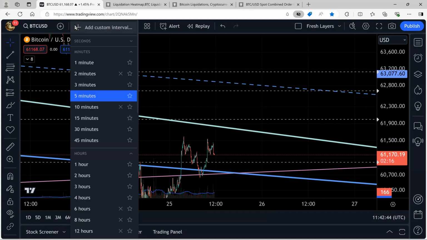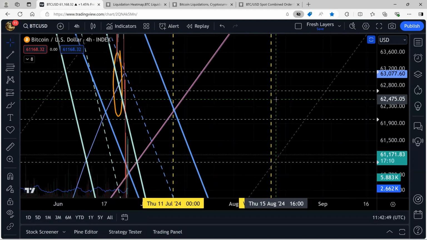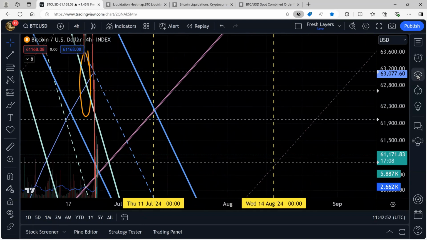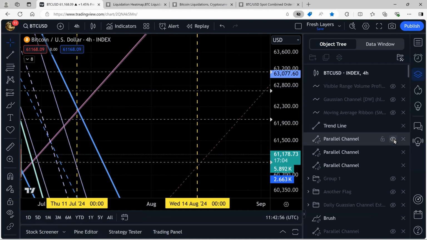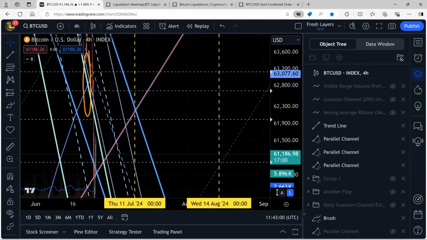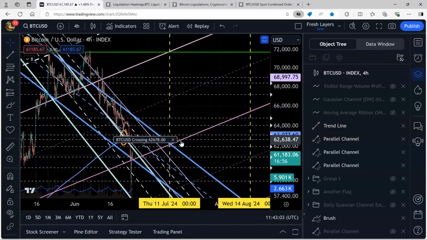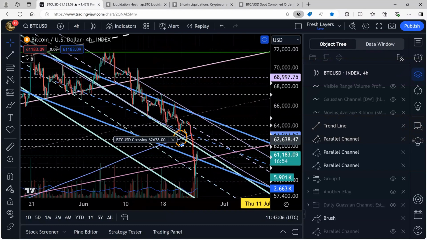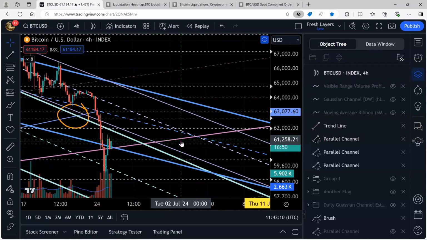And then let's get off the 5-minute because we got to zoom out here. We got those two channels. Those are the two channels I'm looking at, really. And I haven't really looked at this one. But I imagine price action to interact with all of them here.